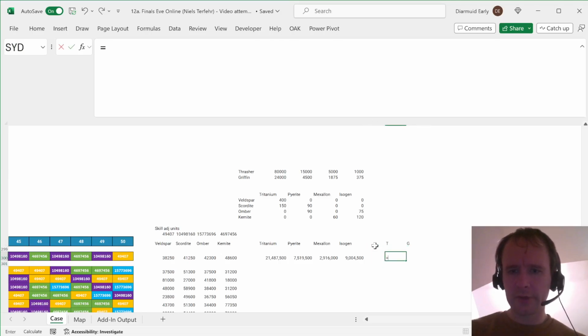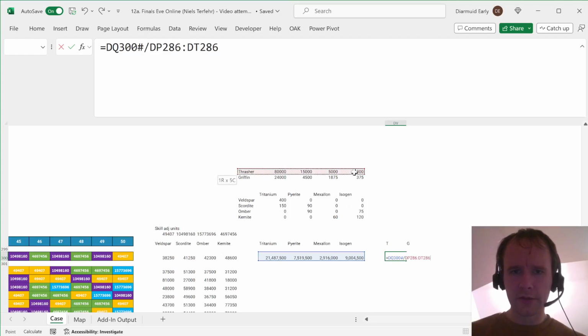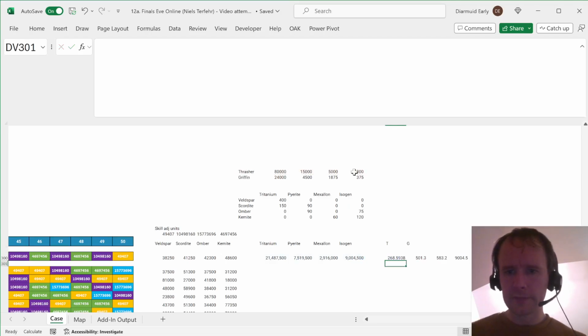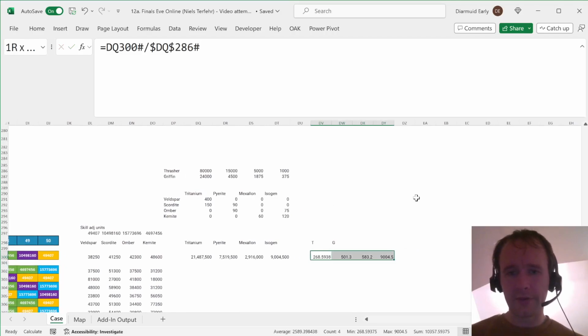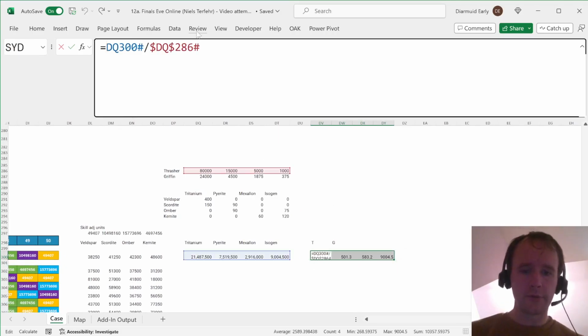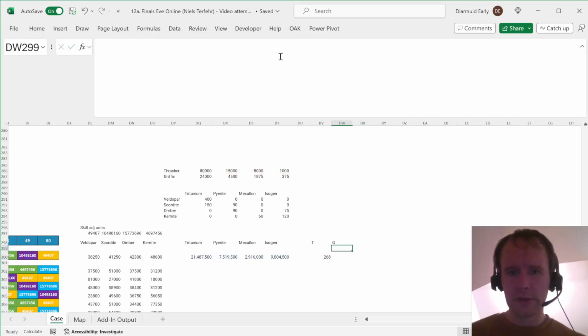So think about the thrashers. You want to say this divided by this lock, and you want the biggest whole number that's smaller than any of these. So in other words, you want int of min of all of these, and that in this case is 268, which is what we were looking for.